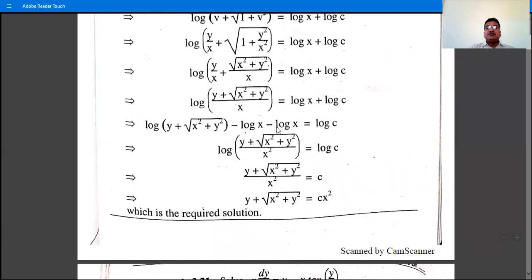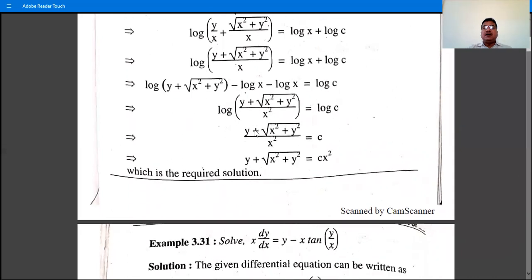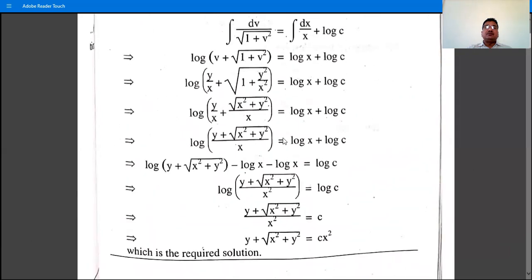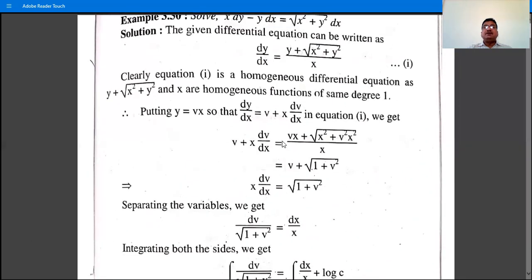This minus log x becomes minus 2 times log x, and then m log x is log x raised to m. So by using this rule, 2 log x is log x squared, and then the log a minus log b rule. And then cancel the log on both sides. We have y plus root x square plus y square by x square is equal to c, or y plus root x square plus y square is equal to c x square. This is the required solution of the given differential equation.